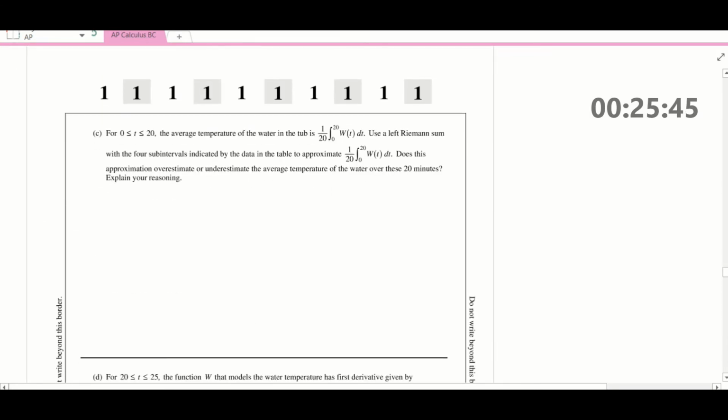Next problem. For t between 0 and 20, the average temperature of the water in the tub is 1 over 20 of this integral. Use the left Riemann sum with the four subintervals indicated by the data to approximate this value. Does this approximation overestimate or underestimate the average temperature of the water over these 20 minutes? Explain your reasoning.